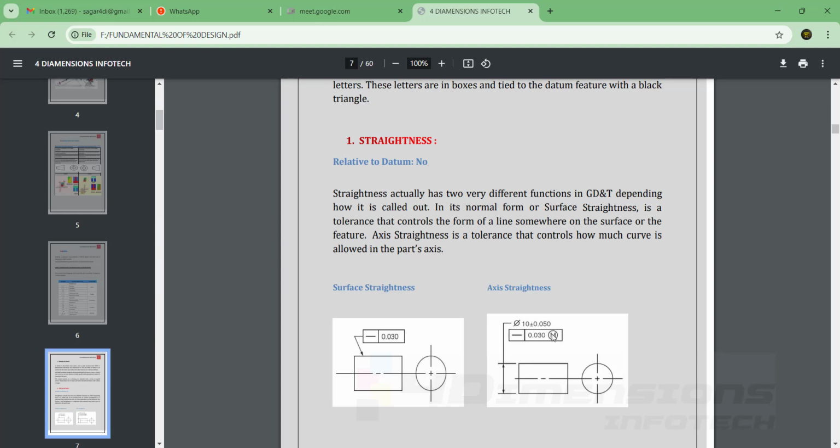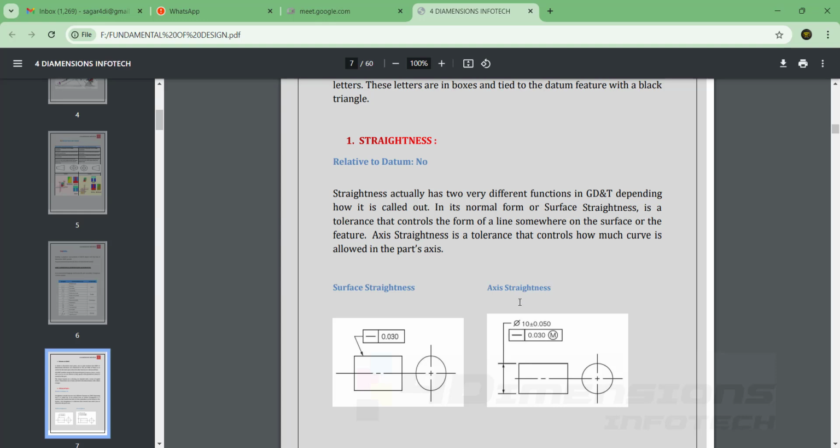To understand more about maximum and minimum material conditions and all the modifiers, you can join us at 4 Dimensions Infotech. Now here you can see one frame has been given showing a cylindrical part, and this surface straightness is measured by a dial gauge indicator by moving the indicator from this end to the other end in a straight way. Here the axis is also given. You can see this tolerance, this is dimensional tolerance. You can see the diameter plus minus 0.05. It is representing the dimensional tolerance, and this frame is representing the geometrical tolerance.